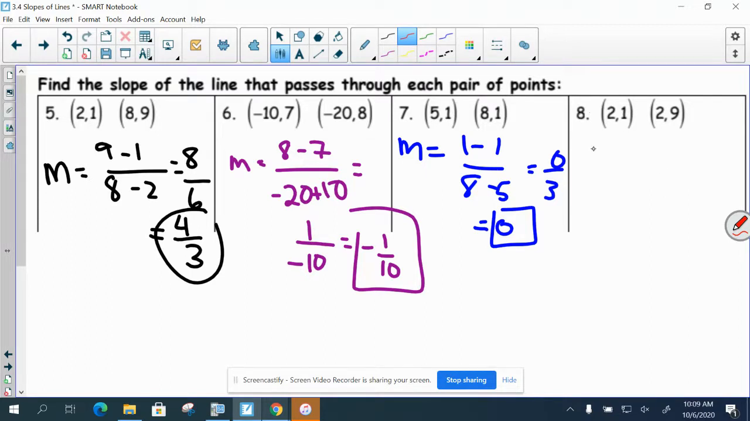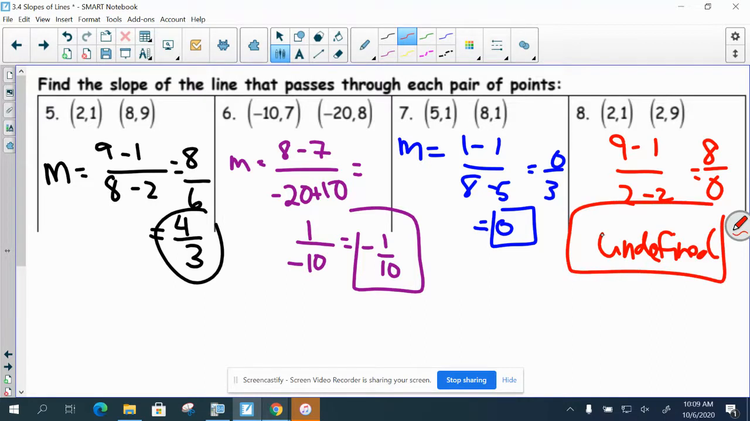So number 8, we have 9 minus 1 over 2 minus 2. So we have 8 over 0. So if you divide by 0, then that's when it's undefined. If you were to type your answer in as 8 over 0, you would get points marked off because you have to, quote, simplify, which in this case means write undefined.